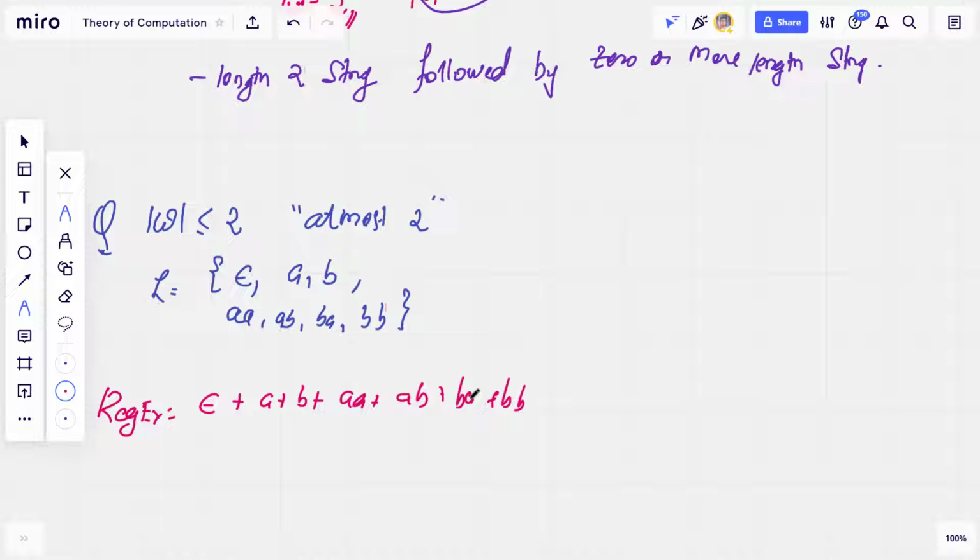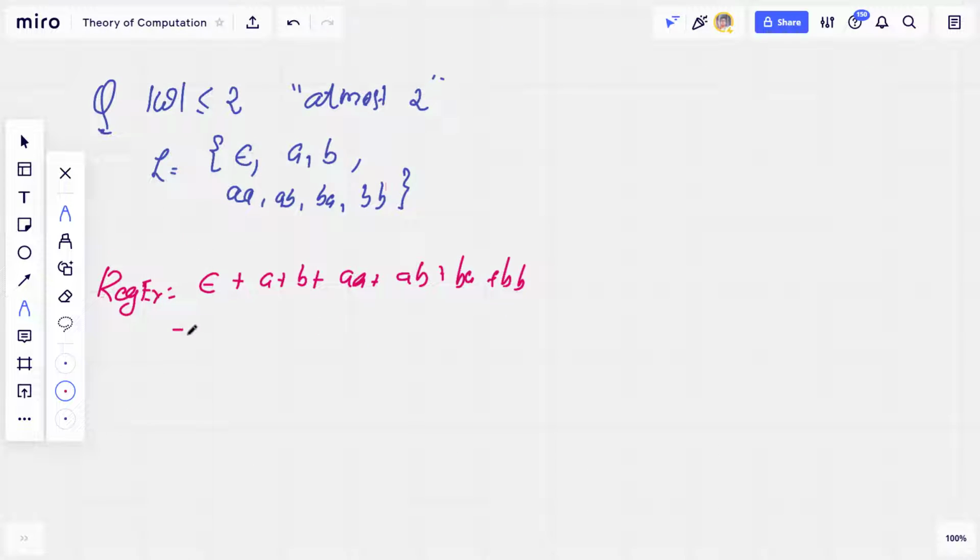You can actually take terms common, and this will be equivalent to (you can work out the simplification) (a plus b plus epsilon) into (a plus b plus epsilon). So the way it works, if I want to prove that this is the simplification of the above expression: we have to generate 0 length string, 1 length string, and 2 length string, right? Because this language contains the strings of length up to 2.